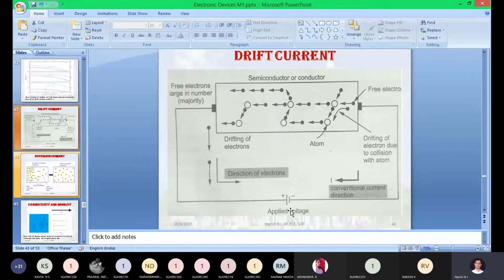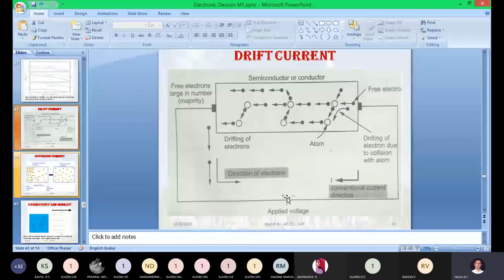Let us take team A and team B. When team B applies more force, team A starts moving towards team B, or when team A applies more force, team B starts moving towards team A. Correct. So here, let us take the positive terminal of the power supply as team A, and the negative terminal of the power supply as team B.